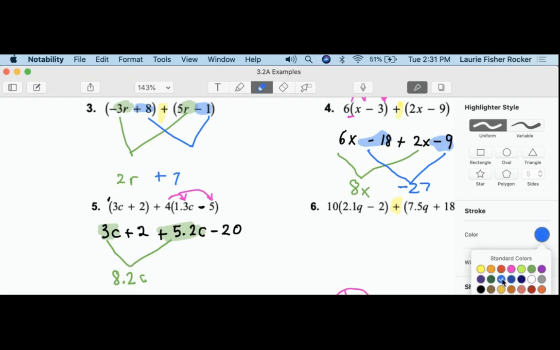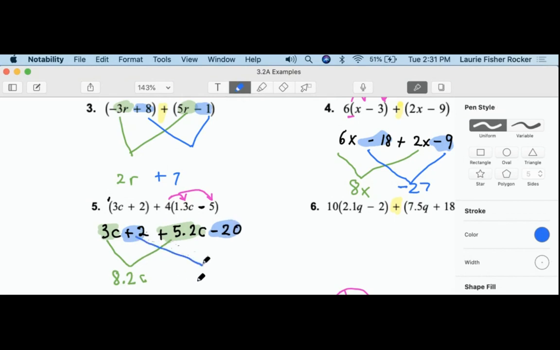And my constants, again, I'm going to look at the signs in front. So it's a plus 2 and a minus 20. Oh, negative 20. So I've got to be careful with that. Plus 2, minus 20. Different signs, so I subtract. That's going to give me 18. And I did have more negative. 20 was negative, and so it's going to be 8.2c minus 18. So not any different when I have decimals. When I multiply, I'm just going to have a decimal answer.